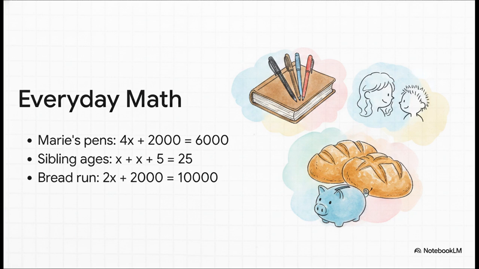Now let's shift gears to sibling ages. The older brother is 5 years older than the younger, and their ages sum up to 25. If the younger sibling is x, the older is x plus 5. So x plus 5 equals 25.